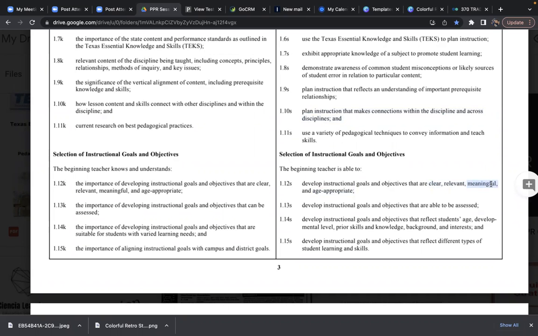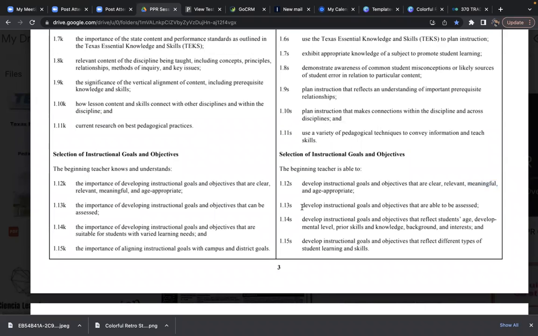Remember I talked about interests? Remember I talked to you about connecting to real world examples? That's what meaningful is. How is it relevant? How is it meaningful? And it needs to be age appropriate. You wouldn't assign an instructional objective of students to analyze a poem for diction in kindergarten. They don't know what diction is, and they don't know that words have connotations and can mean different things. They're not there yet. It would not be age appropriate.